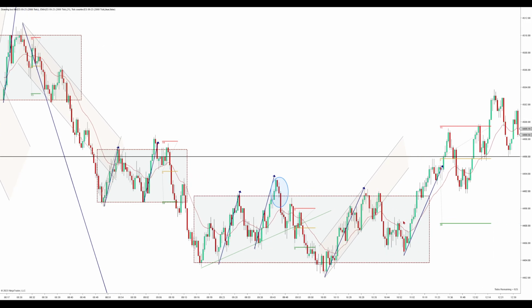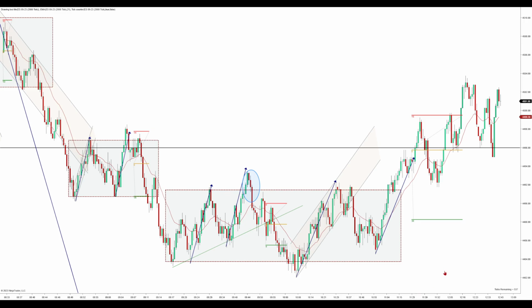So we attempt to move down to the other side. But it ends up just getting really choppy. Of course, there's no entries here. It just goes straight sideways before suddenly pushing higher here. And then this is where I got trapped.